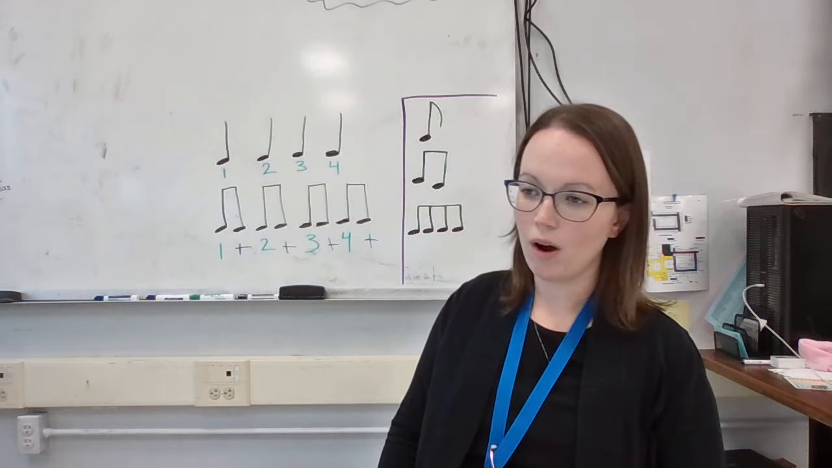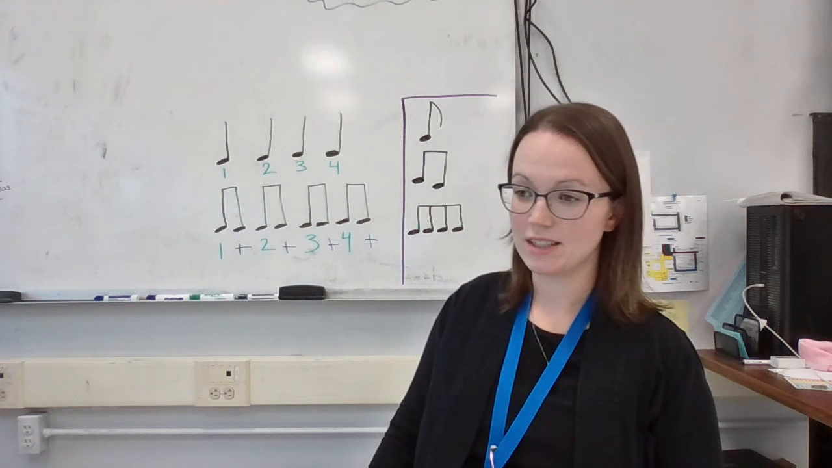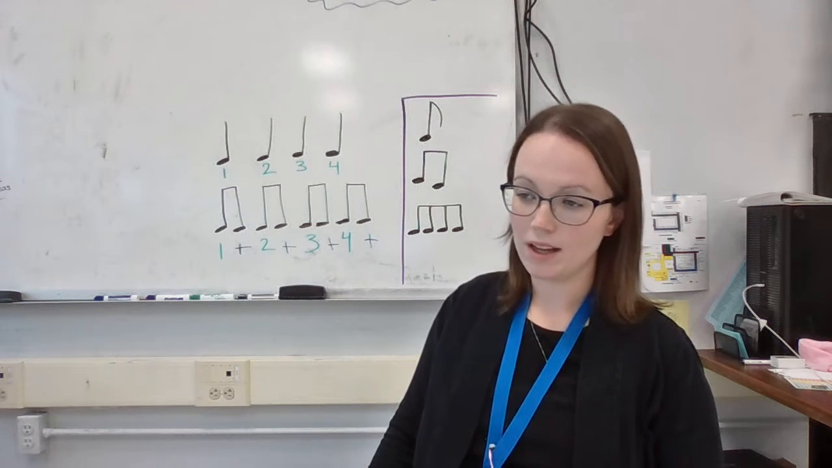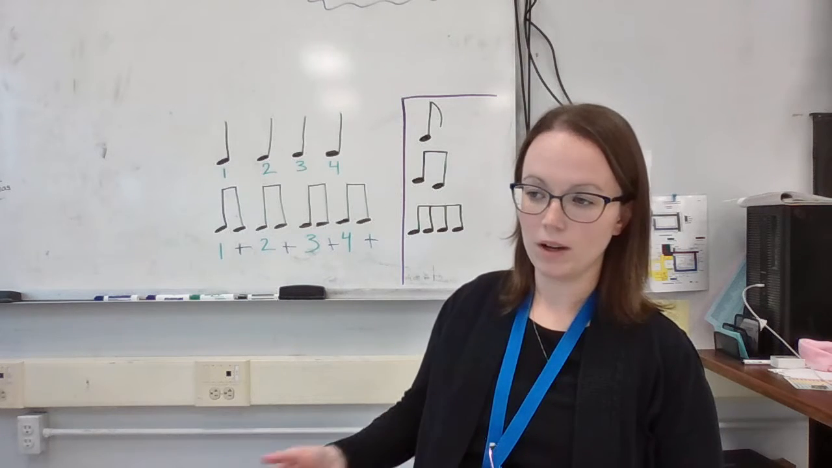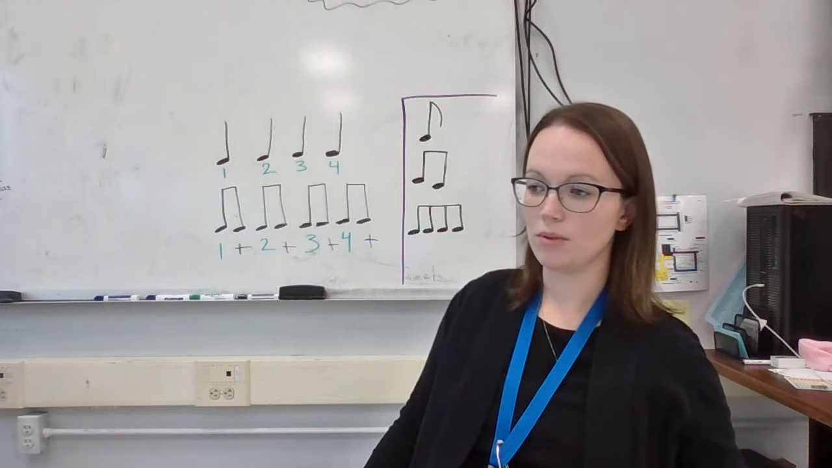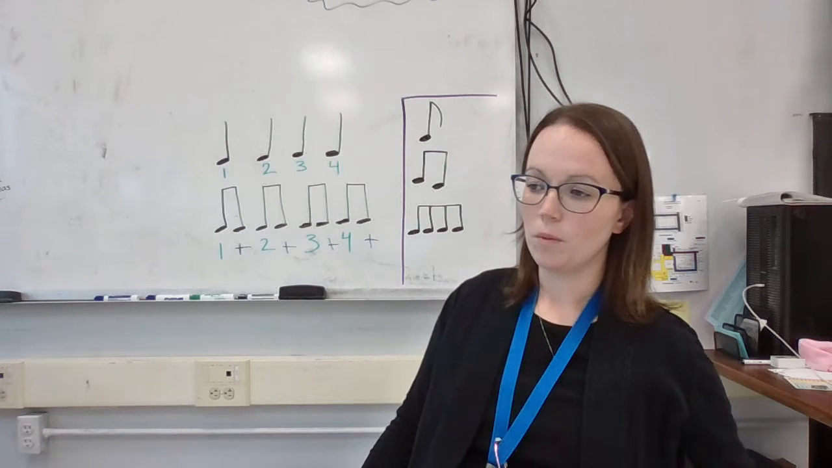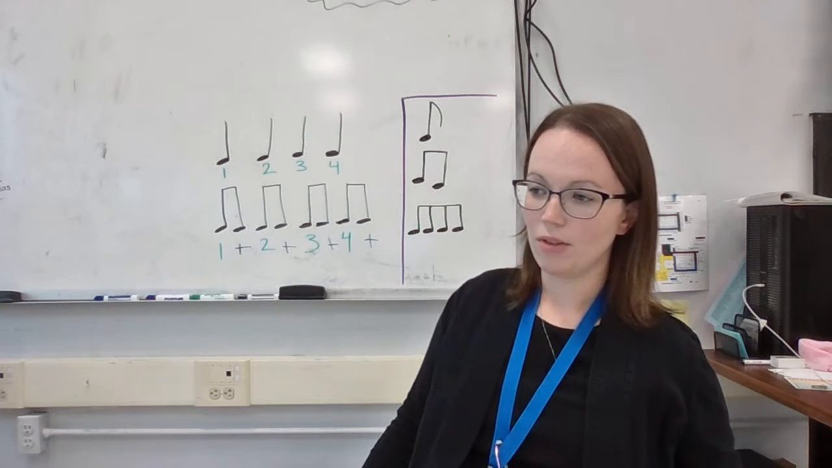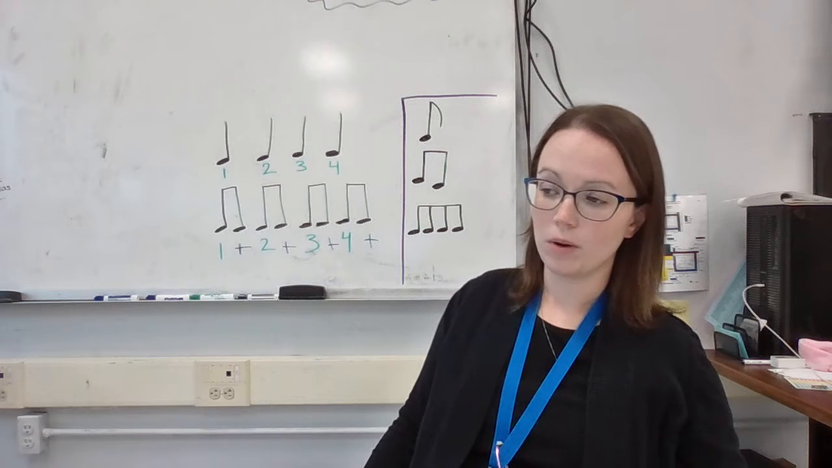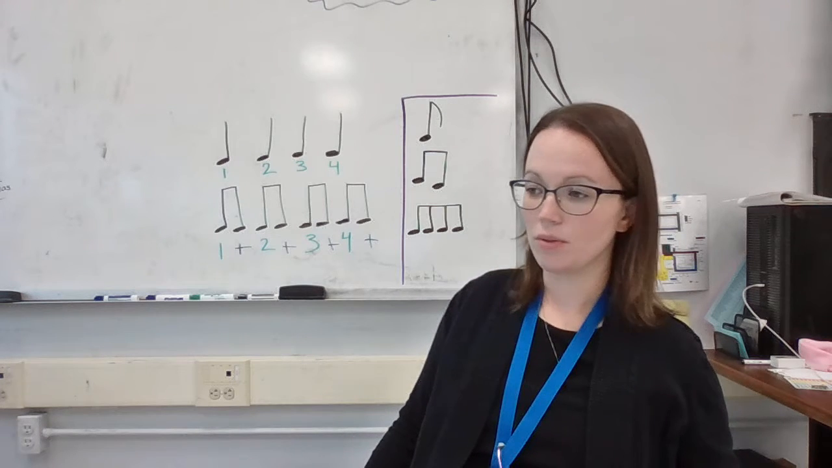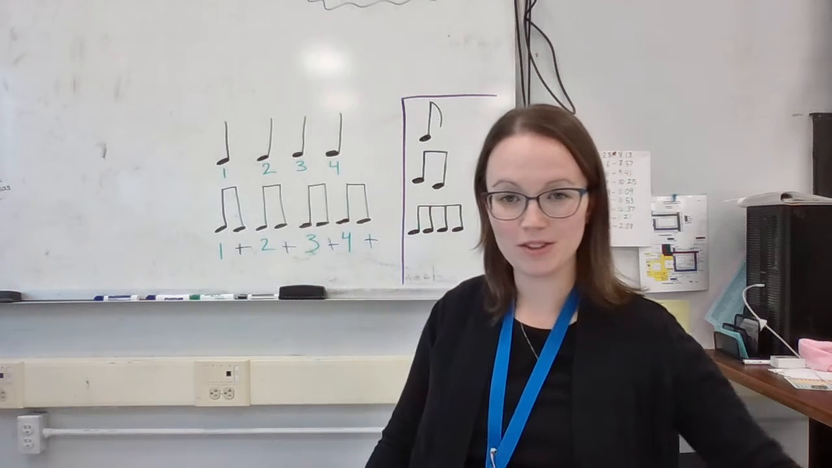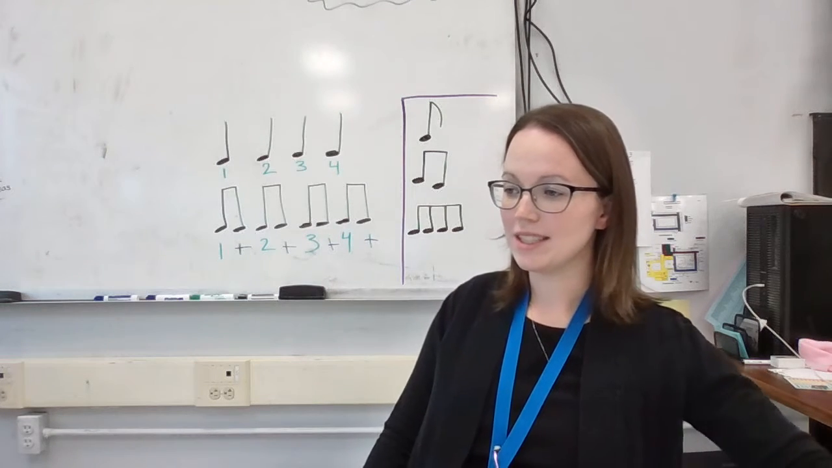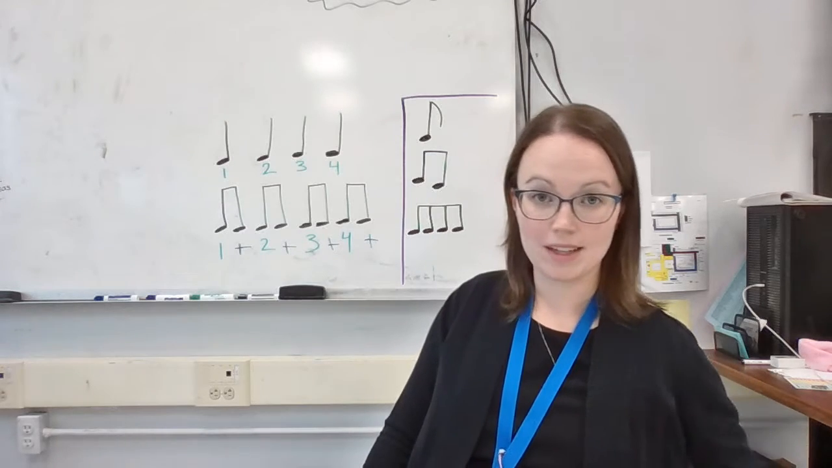So if we were to count all of number 66, it would sound like this: 1 and 2 and 3, 4, 1 and 2 and 3, 4, 1 and 2 and 3, 4, 1 and 2 and 3, rest. So you probably noticed the first three measures are identical. The last measure is similar, but there's a rest at the end.